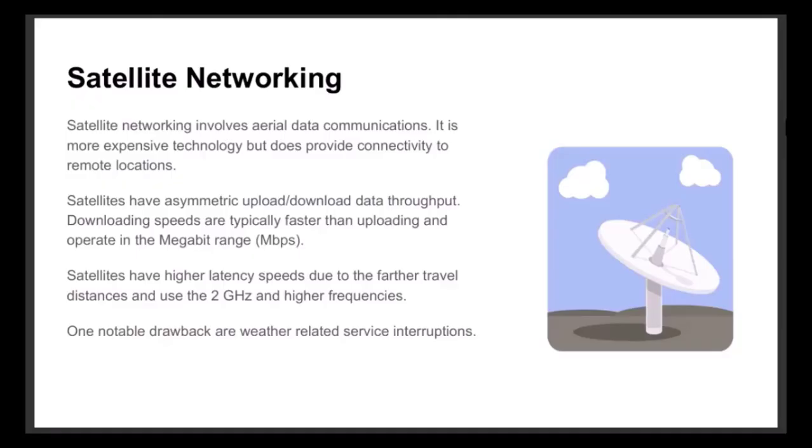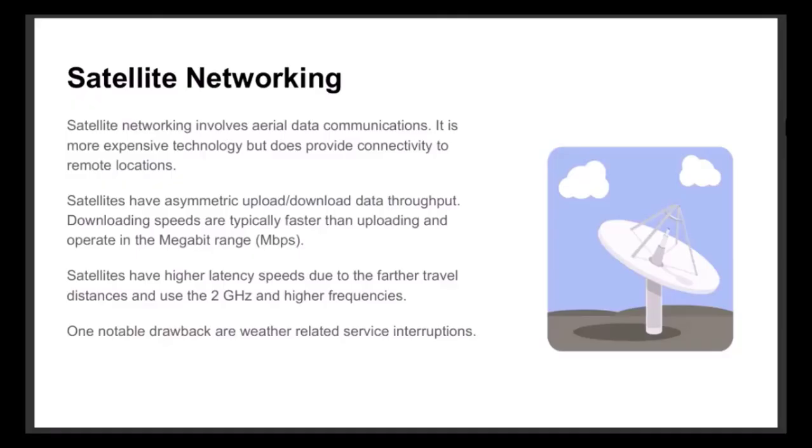Satellite networking is what we call asymmetric. That means we will have faster downloading speeds and slower uploading speeds. One drawback to satellite networking is its vulnerability to bad weather. If you have severe thunderstorms, rain, or snow, this can block or really reduce the quality of the signal that is being sent through the air from our satellite dishes to user devices.